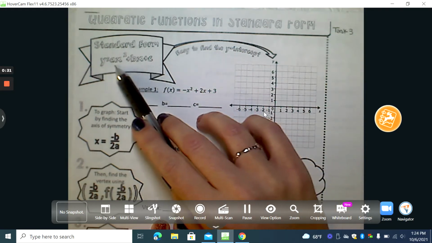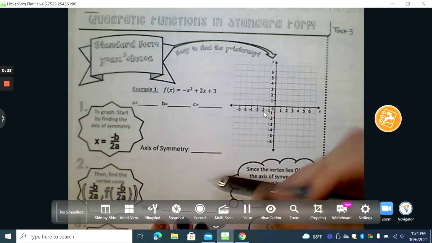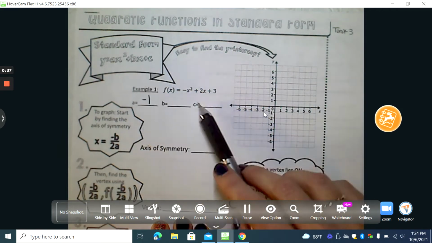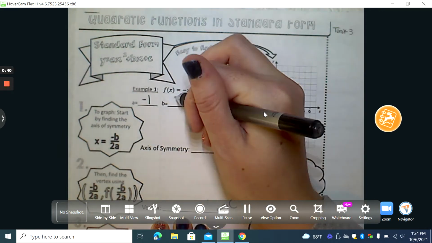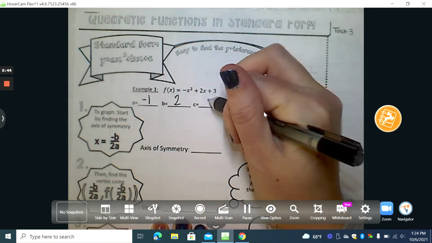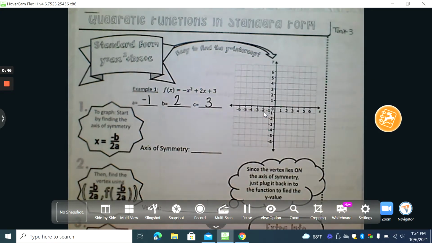A is always that number in front of x squared. Right now I have a negative in front of there, so a is -1. B is always the number in front of my x, so b is 2. And c is that constant at the end, so c is 3.